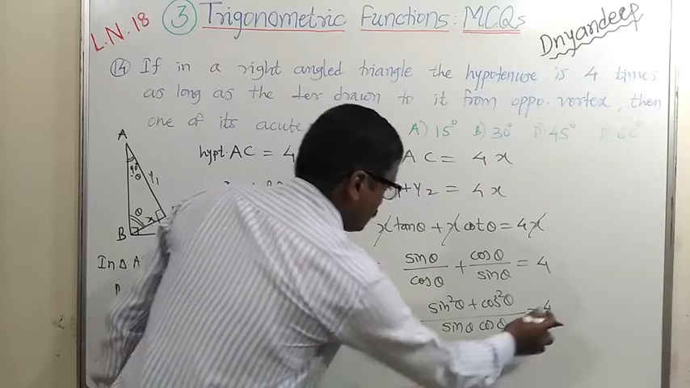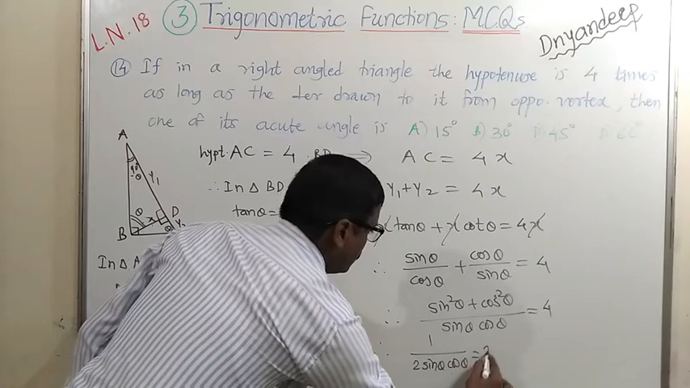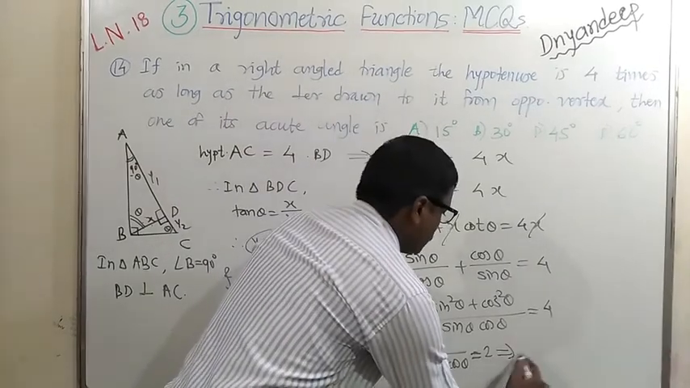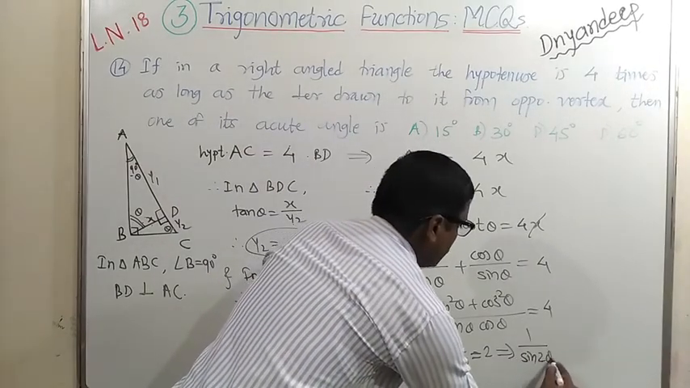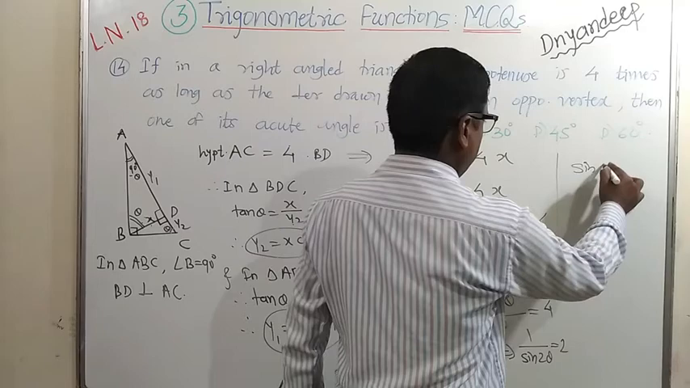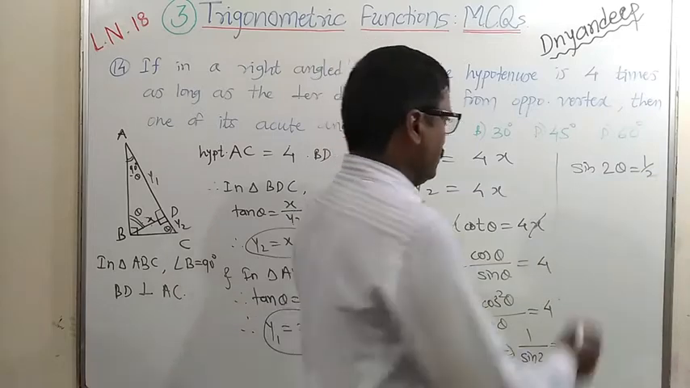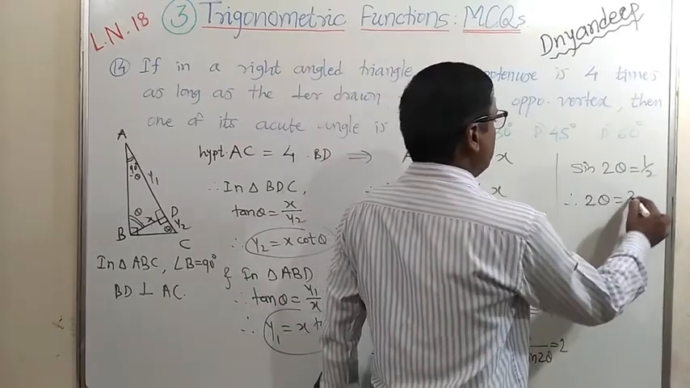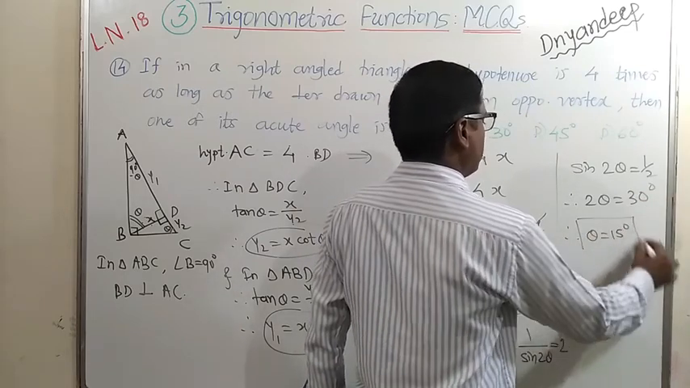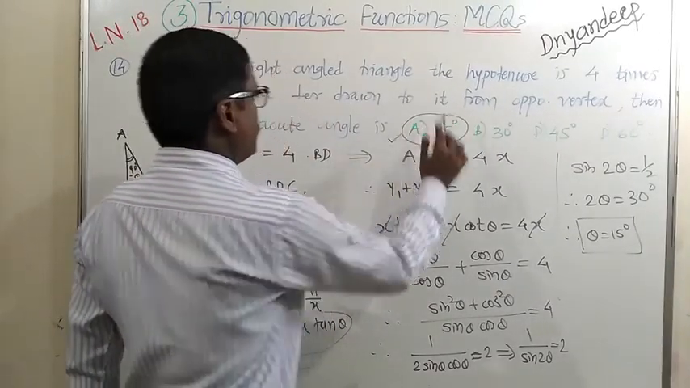For this we require 2, so take 2 from that 4, so 2 sin theta cos theta is equal to 2, and 2 sin theta cos theta is nothing but sin 2 theta, so we get 1 upon sin 2 theta is equal to 2. So sin 2 theta is equal to half. For which angle is the sin ratio half? 30. Therefore, 2 theta is equal to 30 degrees. Therefore, theta is equal to 15. Okay, so option A, that is theta equal to 15, is correct.